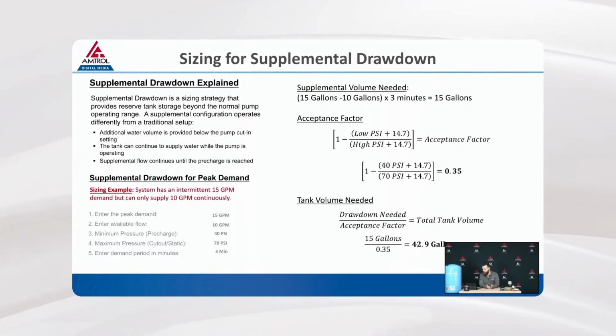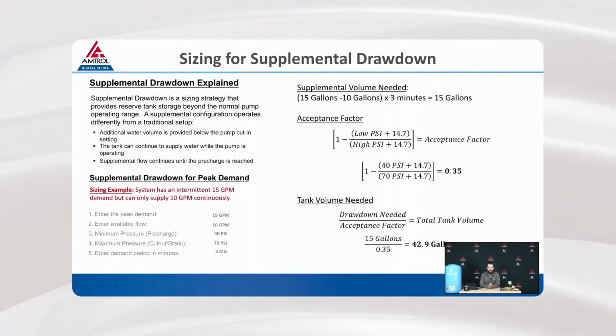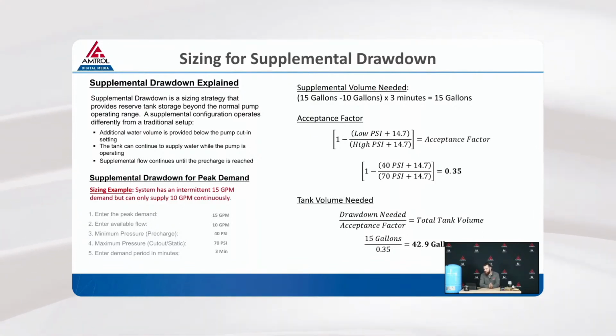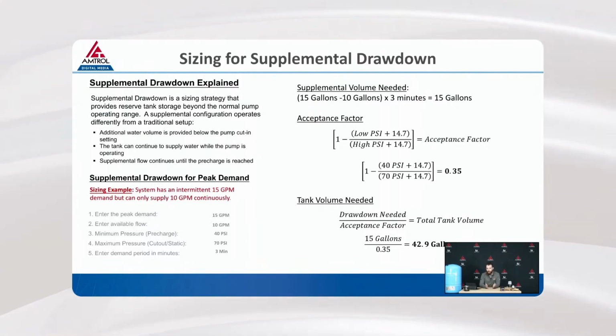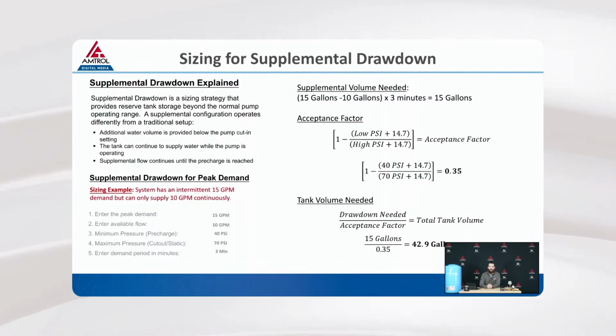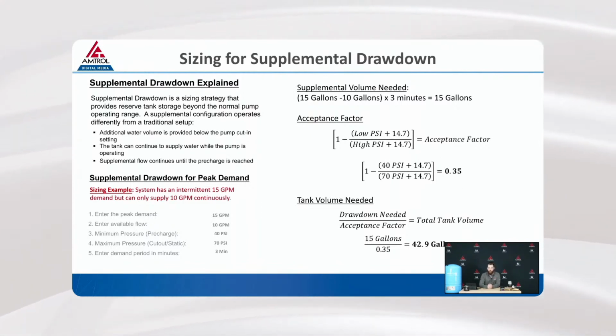So 15 gallons is what we need. 35% is what any pressure vessel is going to hold. We're going to need a 42.9 gallon tank. So we'll call it 43 gallons. In that case, our 44 gallon tank will work. You could put a 250 on that scenario and it'll work just fine.